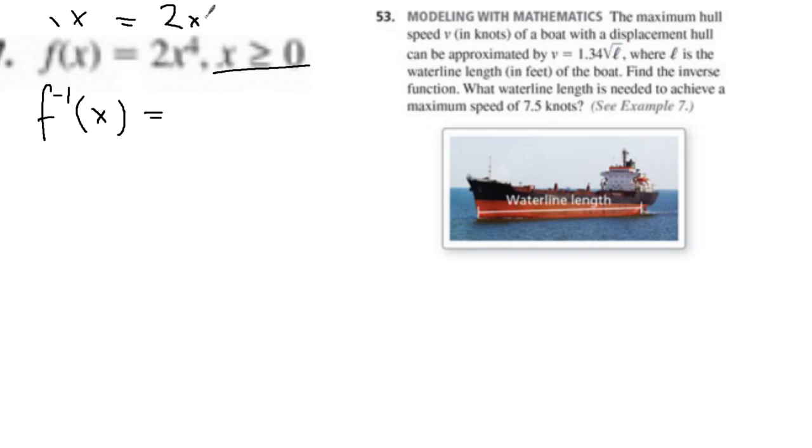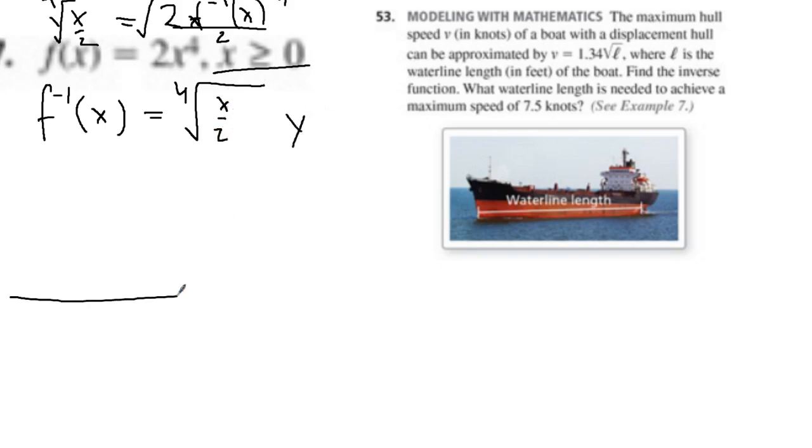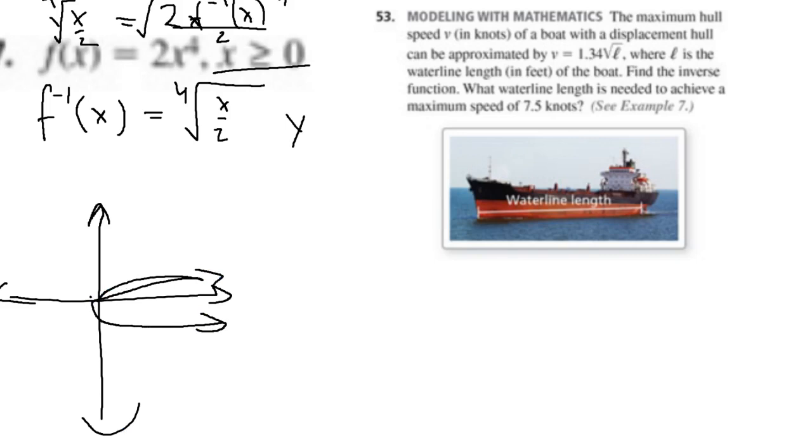2 times f inverse of x to the fourth power. So we divide by 2, and then take the fourth root, and then we'll get the fourth root of x over 2. Whenever you graph this function, you will get this. So the y, since it's like this, and we want the reflection across the y-axis, the y will be bigger than or equal to 0.